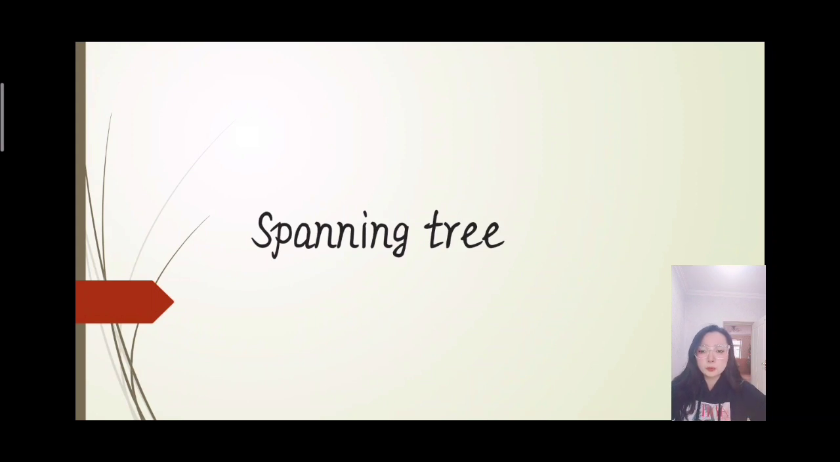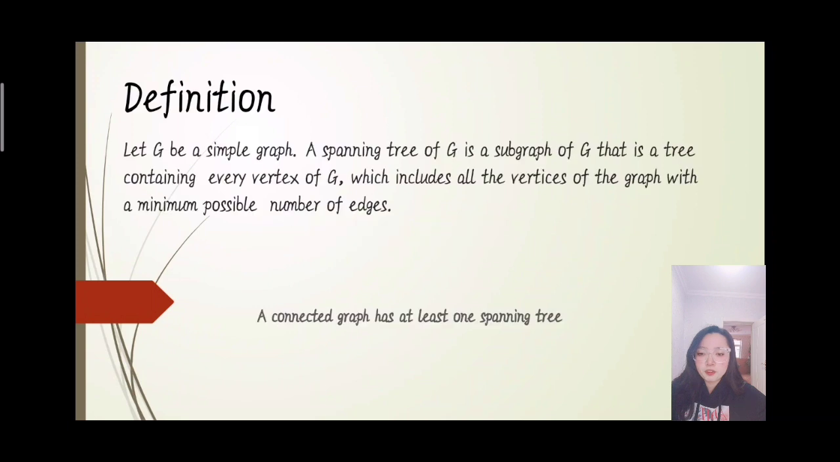Today, I want to present the spanning tree. First, the definition. Let G be a simple graph. A spanning tree of G is a subgraph of G that is a tree containing every vertex of G, which includes all the vertices of the graph, with the minimum possible number of edges. What's more, a connected graph has at least one spanning tree.